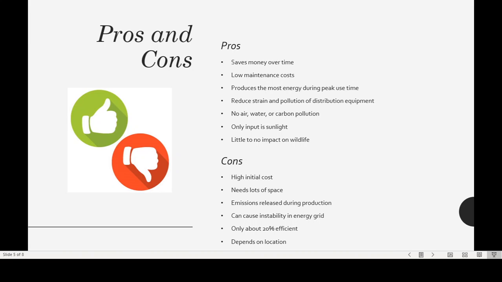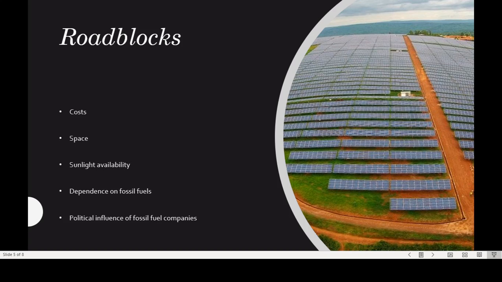The cons for solar panels is that there is a high initial cost to install them. They do need lots of space to power lots of things. The emissions involved in them are released during production, and it can cause instability in an energy grid because usually they only go one way, and this would be making them go both ways. And the panels are only about 20% efficient, so they only can transfer about 20% of the energy, and the usefulness depends on the location and how sunny it is.